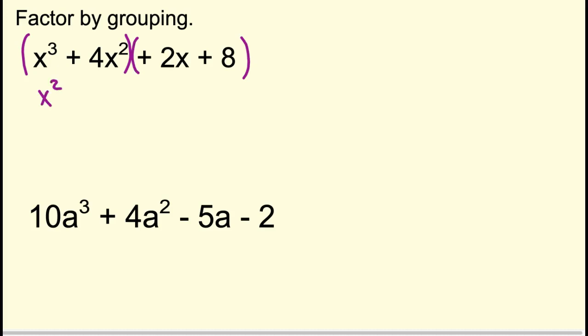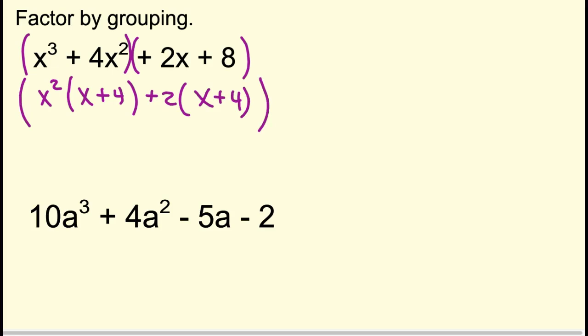This one would be an x squared factored out, left with x plus 4. Over here, I factor out a 2. What's left is an x plus 4. Haha! It does group. You know how I know? Because that right there is the same binomial, a common binomial factor. Yeah, that is pretty neat there.